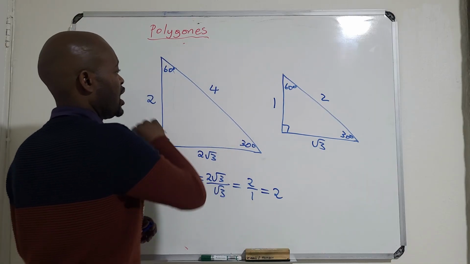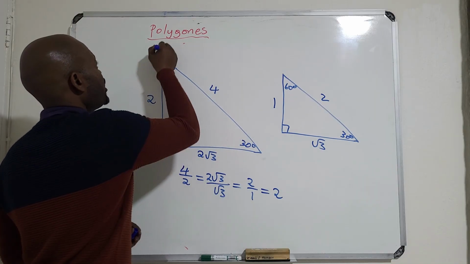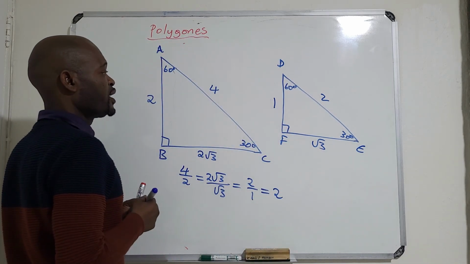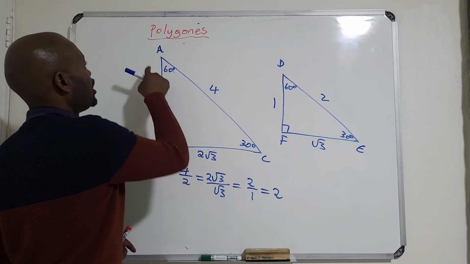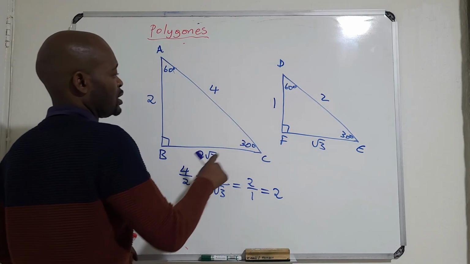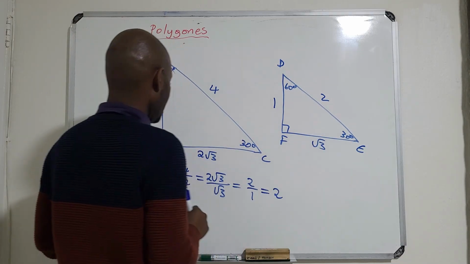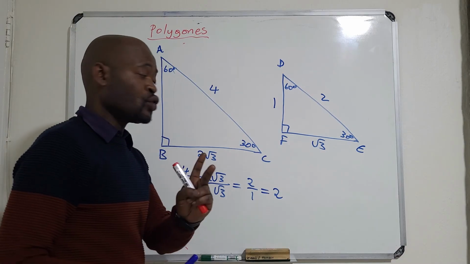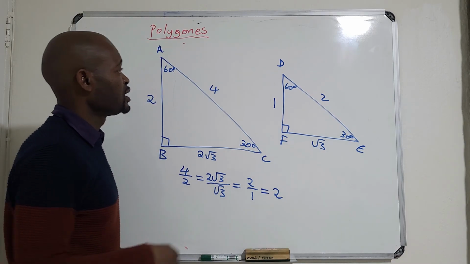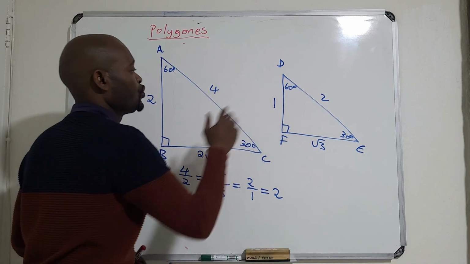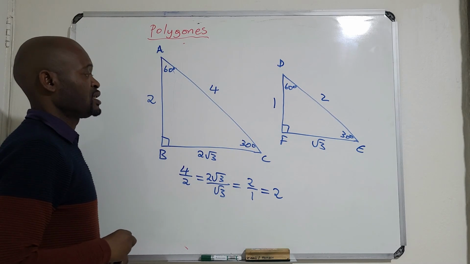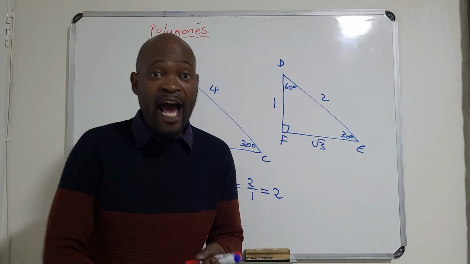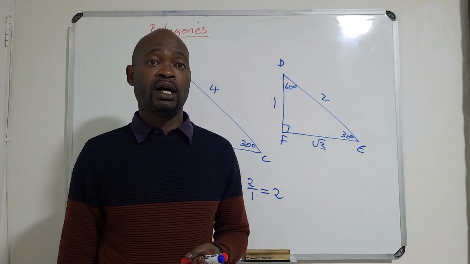Therefore, sides are in proportion and corresponding angles are equal. Angle A is equals to angle D, angle C is equals to angle E, angle B is equals to angle F. Therefore, the two conditions of similarity holds. Therefore, the two right-angled triangles are similar. Not all right-angled triangles are similar. There are right-angled triangles which are similar.